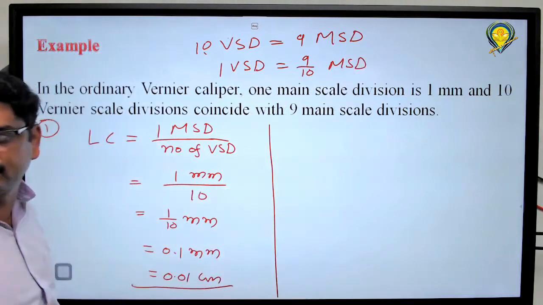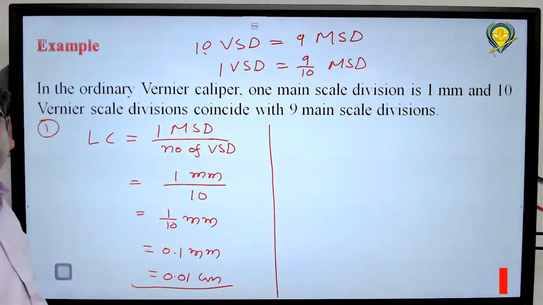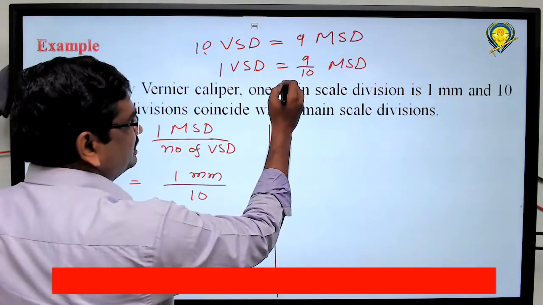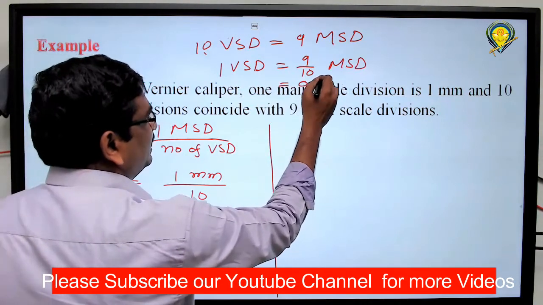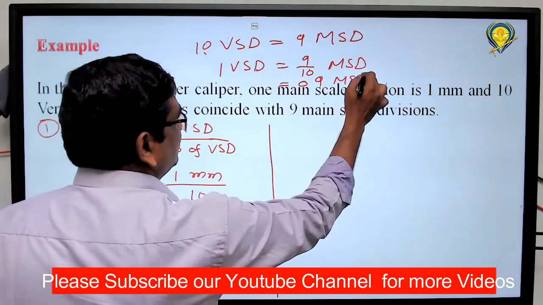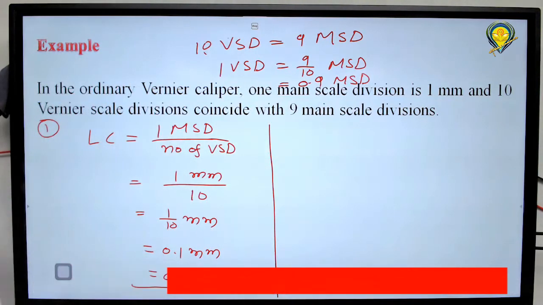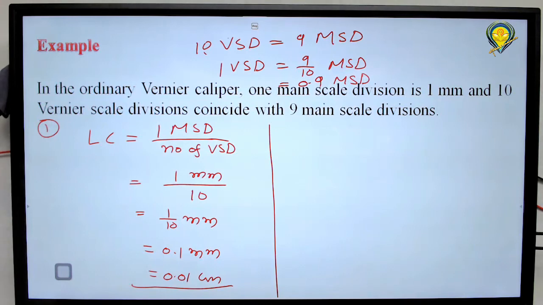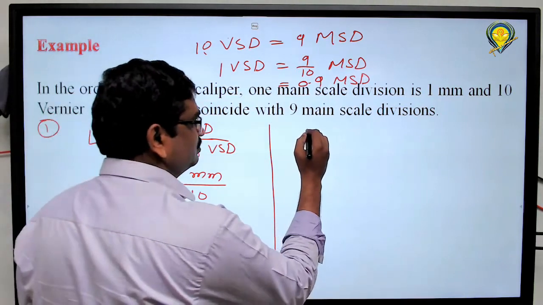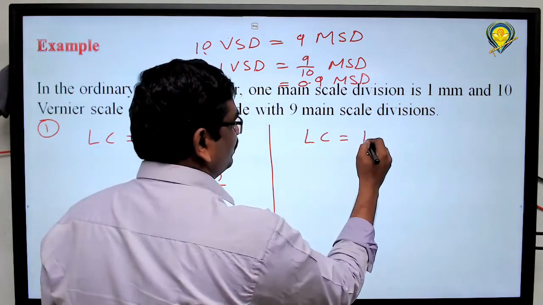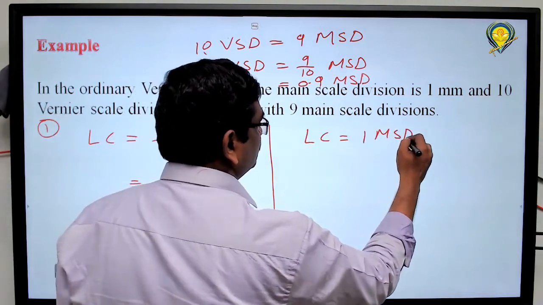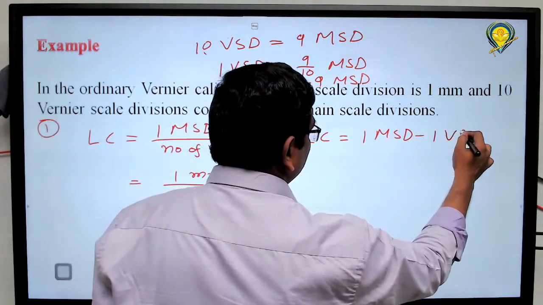Is this correct or not? Or 0.9 main scale divisions. Can I write like that? It is equal to 0.9 main scale division. Can I write like this? Now, what is the formula for least count? Least count equals 1 main scale division minus 1 vernier scale division.